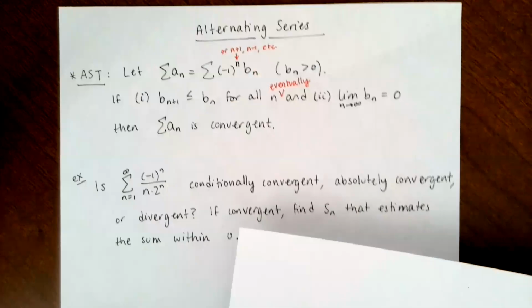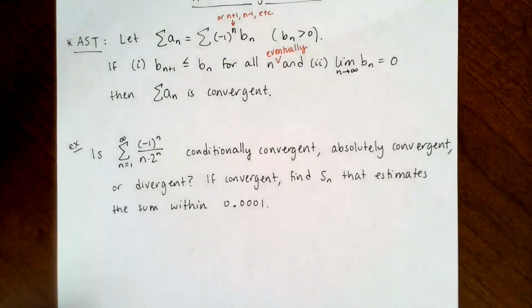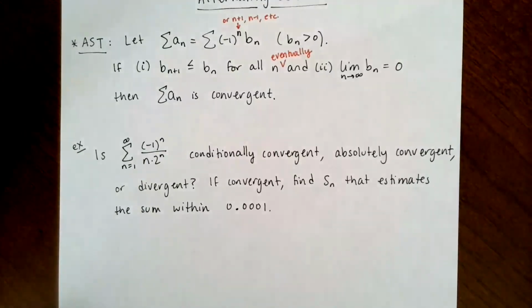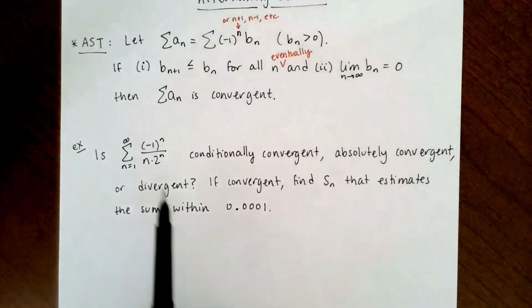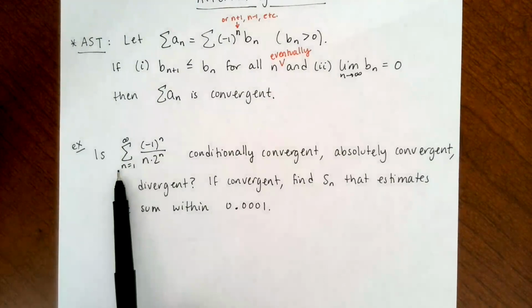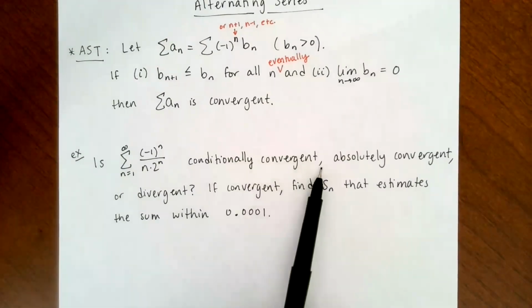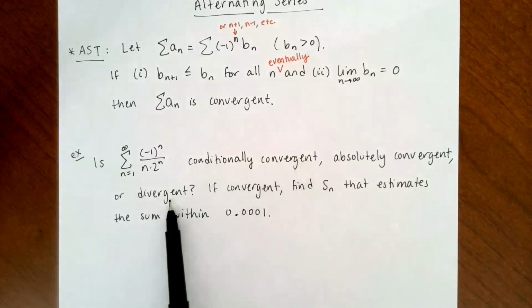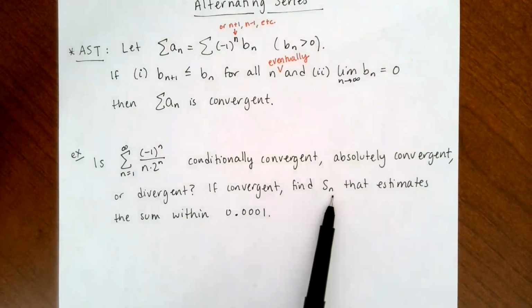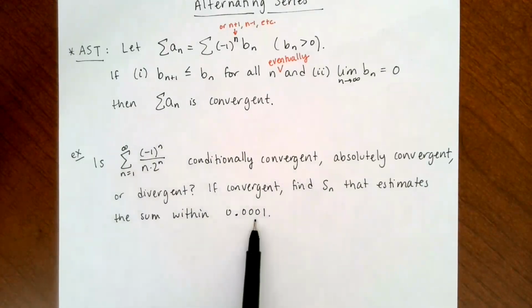You can see on the screen now the example I'm going to talk about in this video. I have the sum from n equals 1 to infinity of (-1)^n over n^n. The question is: is this series conditionally convergent, absolutely convergent, or divergent? Those are the three options for an alternating series. And if it's convergent, find the partial sum that estimates this entire total within 0.0001.